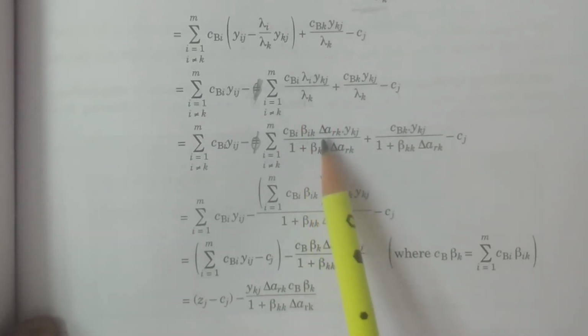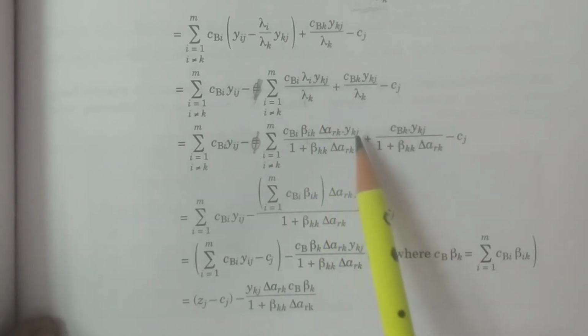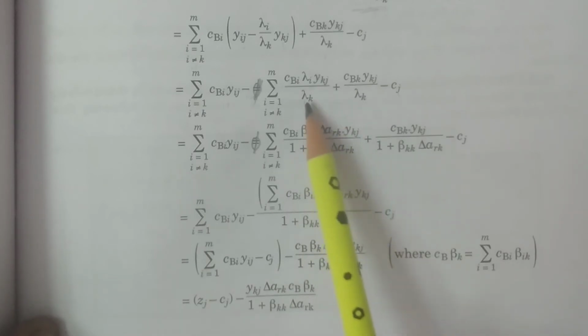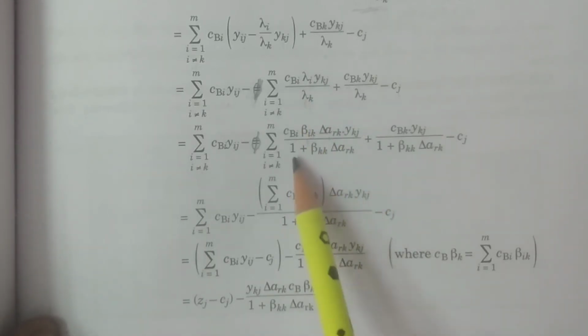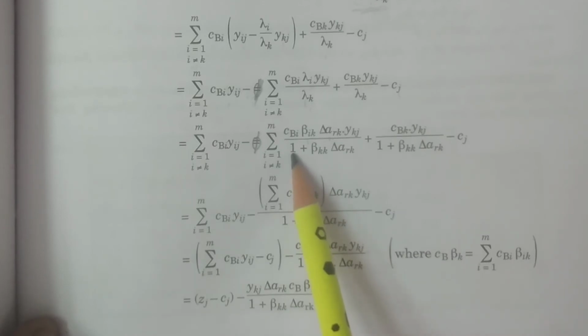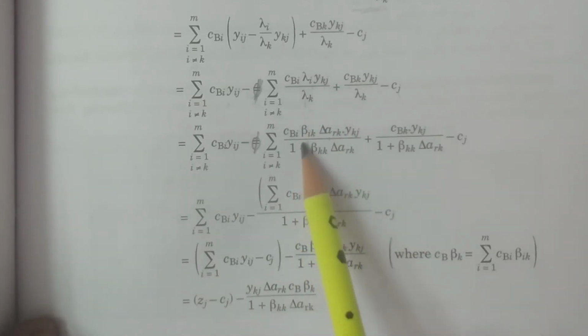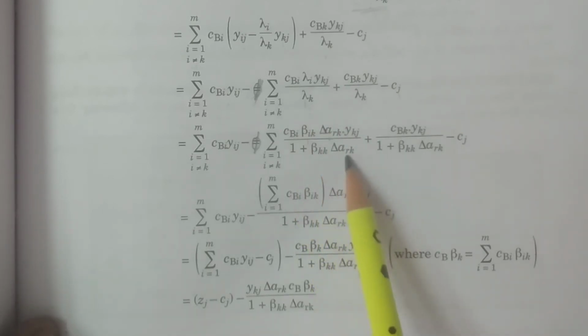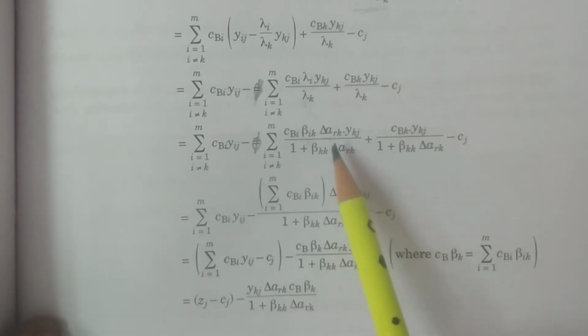Beta ik delta ark, that is lambda I multiplied by ykj divided by 1 plus lambda k. We are substituting lambda I, lambda k values. Lambda k, we already discussed in the previous case. Lambda I is beta ik delta ark, lambda k is 1 plus beta kk delta ark. That's the only change in lambda I and lambda k. Remaining all the values are the same.